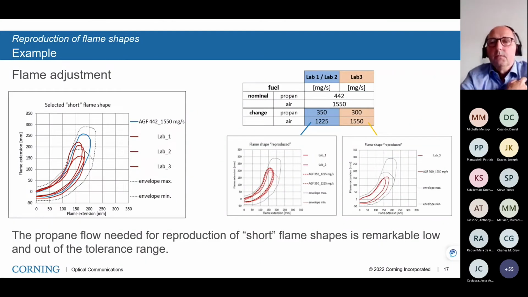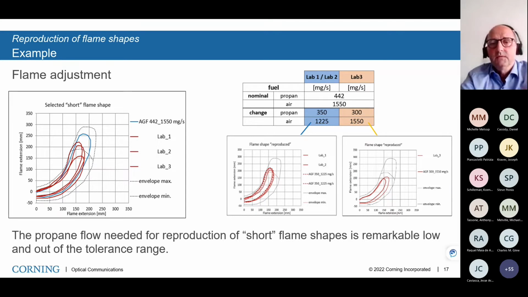Next, experiments were performed to demonstrate that a short flame shape can be reproduced in our lab by adjusting the parameters of the gas mixture, which is shown in the table on the top right. In this case, the gas mixture was modified until the adjusted flame shape fit nicely to the short flame shape we have selected. The plot in the center shows the reproduced flame shapes of Lab 1 and Lab 2 with a dotted line compared to the selected short flame in solid line. We were able to reproduce the flame shape quite well.